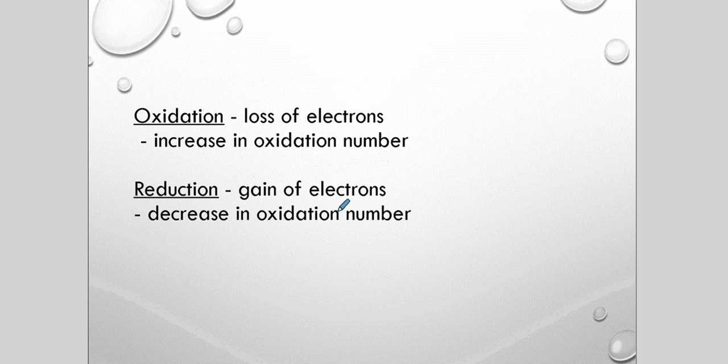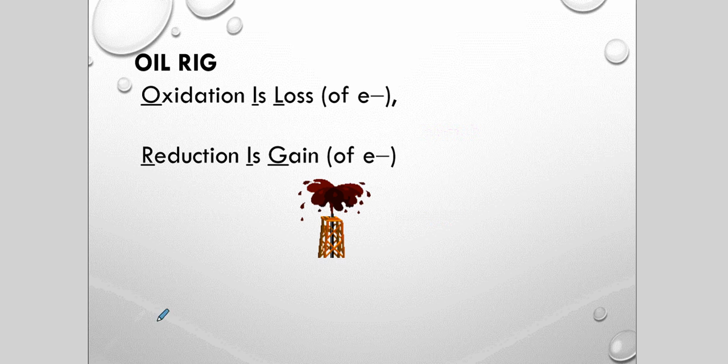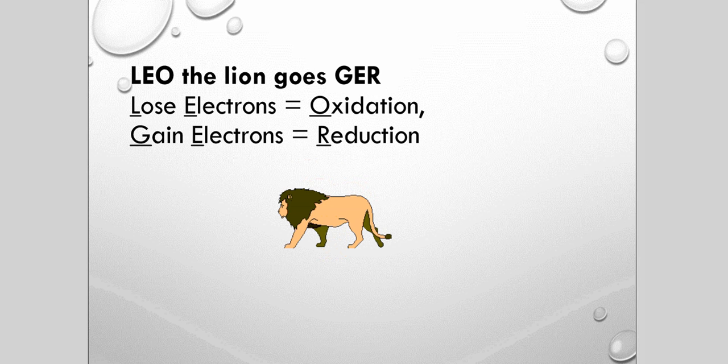Oxidation and reduction. Oxidation is loss of electrons, giving electrons away. It's an increase in oxidation number, meaning it becomes more positive. Reduction is gain of electrons, decrease in oxidation. This is becoming more negative. Oxidation is loss, reduction is gain. Here's a couple of mnemonics for you to play with. Oil rig and Leo the lion goes grrr. Never seen a lion go grrr, but why not?